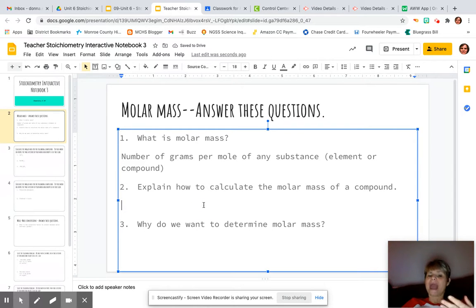So how do we calculate the molar mass of an element or a compound? Well, if it's an element, all we have to do is just look at the periodic table. We look at that decimal number and we round it to the first place past the decimal, okay? But if we are doing a compound, we're still going to use the masses of the elements from the periodic table, but we're going to add them all together.